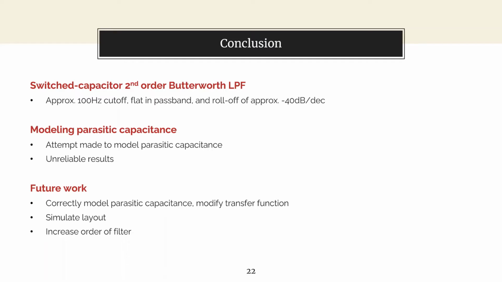Then my attempt to model the parasitic capacitance of the NMOS devices ended up being unreliable, but it's definitely an interesting topic to explore in future work, to model more parasitic capacitance and modify the transfer function to try to figure out analytically why the cutoff frequency was incorrect at first. And then finally, other future work would be to simulate the layout and possibly increase the order of the filter to see if maybe a negative 60 dB per decade roll-off could be achieved, and so on.